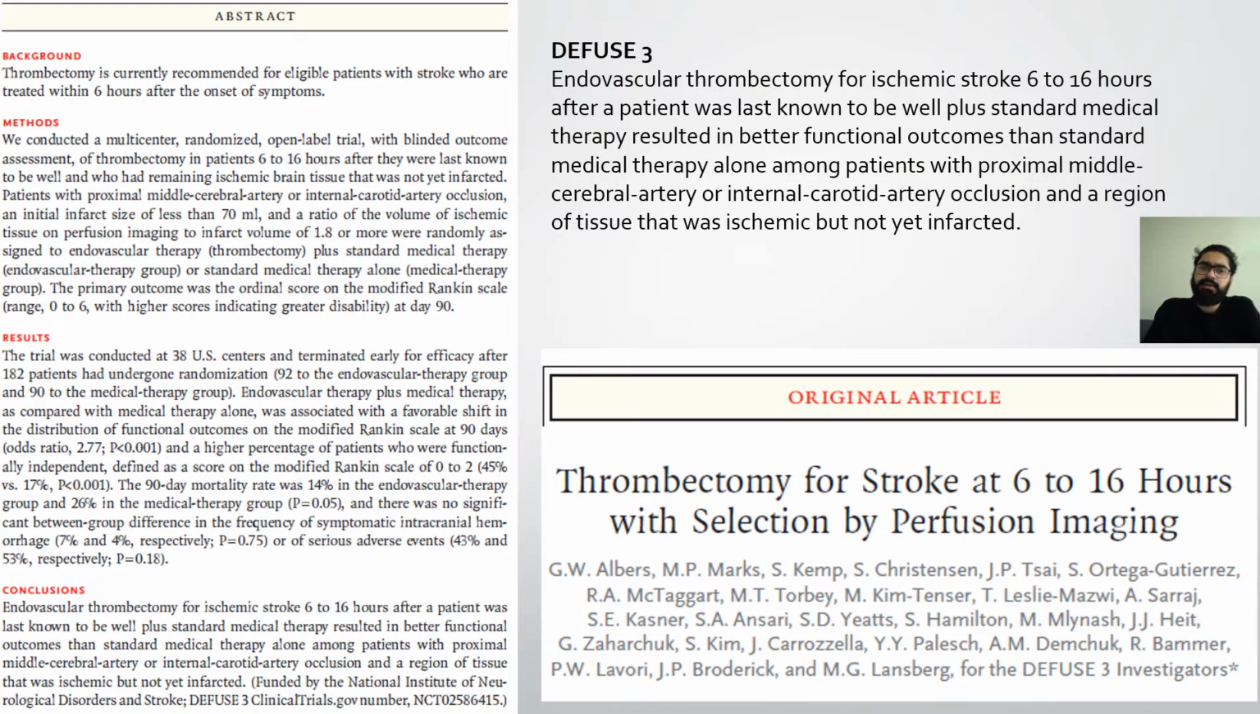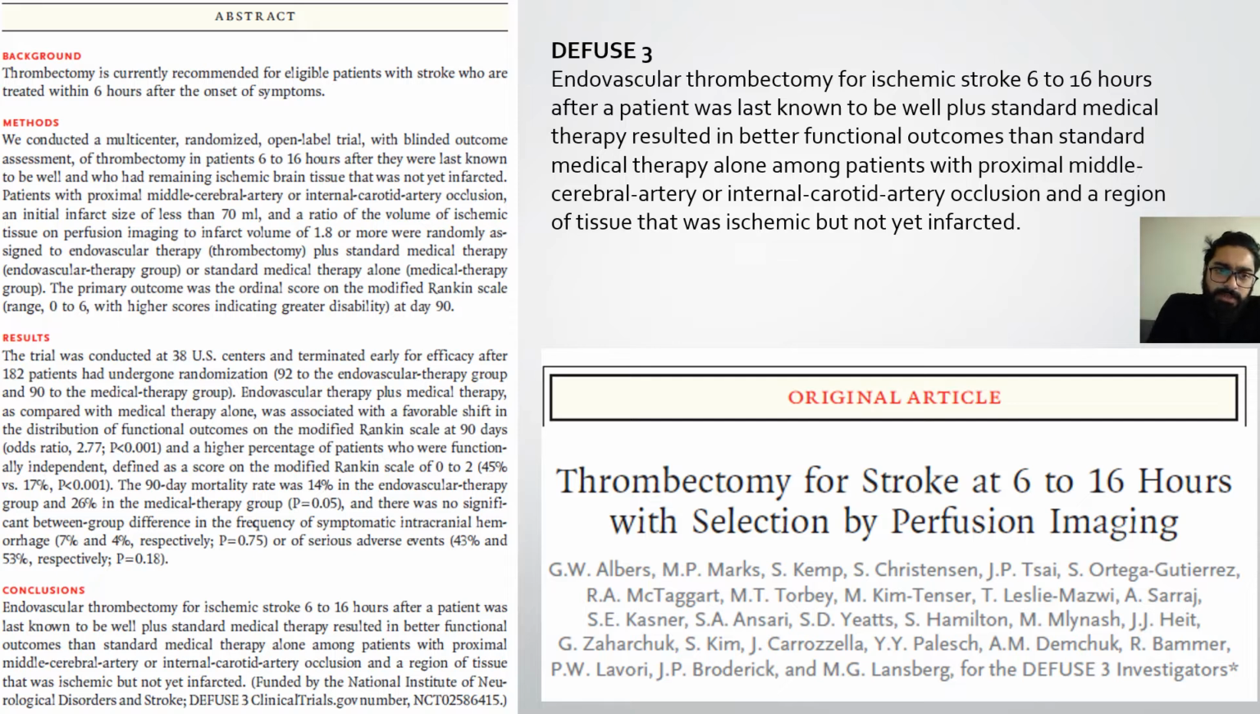This is the second interesting trial, the DEFUSE 3 trial. Their results were that endovascular thrombectomy for ischemic stroke from 6 to 16 hours after a patient was last seen normal to be well, plus standard medical therapy, resulted in better functional outcomes than the standard therapy alone among patients with proximal MCA or ICA occlusions and a region of tissue that was ischemic but not yet infarcted.